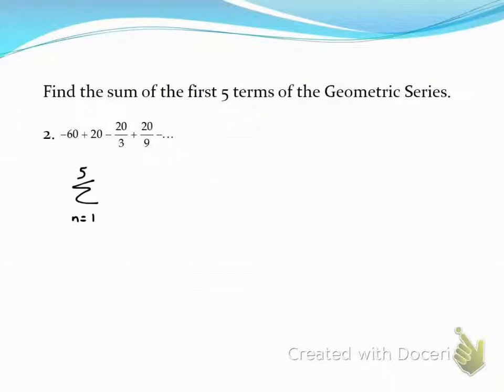What's the rule for a geometric sequence? It's first term, negative 60, times ratio. What did we say the ratio was? Raised to the n minus 1. Type that in our calculator. See if we get the same answer. What was the answer supposed to be? Negative 1220 over 27. Let's see if we get the same thing if you type it in that way.